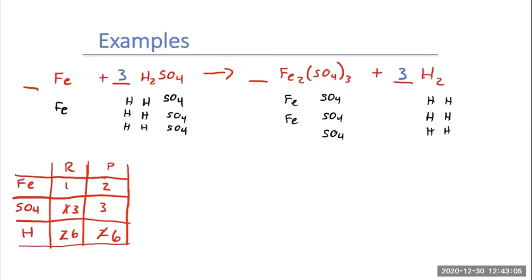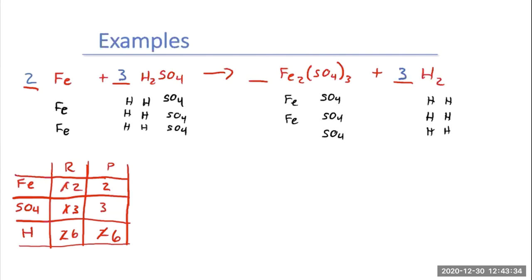So then my last one I have to balance is my iron. We can see I have 2 irons here and 1 iron here. So if I put a 2 in front, then that would give me 2 irons. If I got a 2 in front, now I have 2 irons. And I can switch that in my table as well.